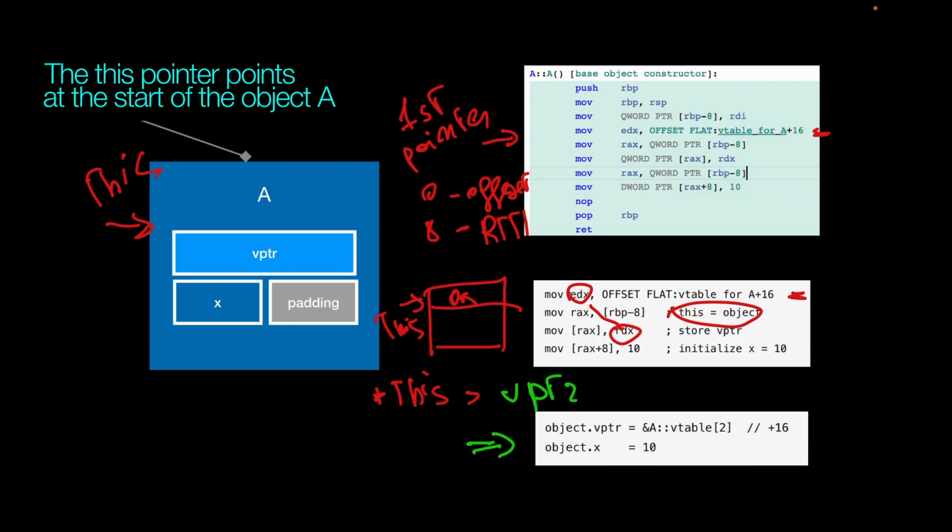This is the pseudocode that we see. The object's vptr is equal to the start of the vtable plus 16, skipping the first two 8-byte entries. Then the object's x, which is the last instruction, is RAX plus 8. We said RAX is pointing to this, so this is RAX plus 8. This is pointing to x here, and it is going to contain 10.